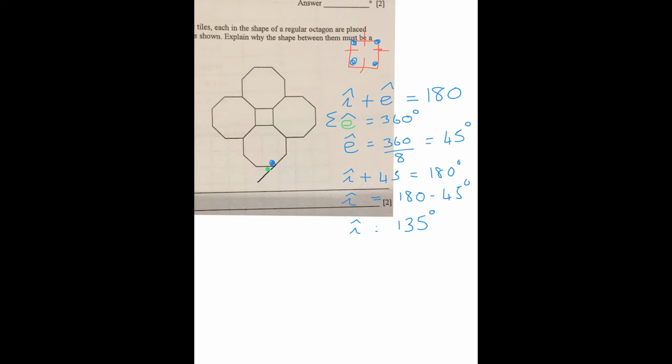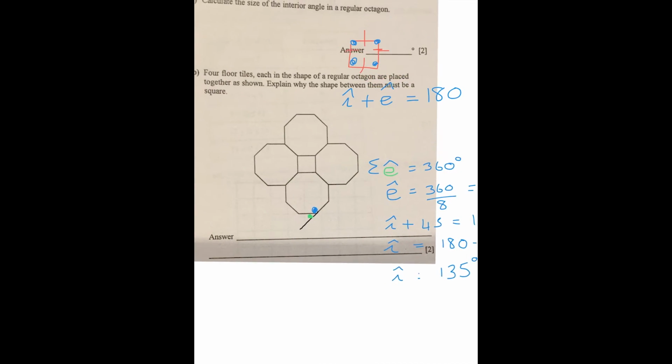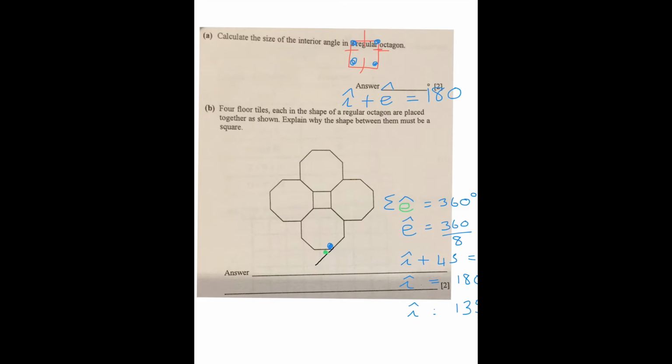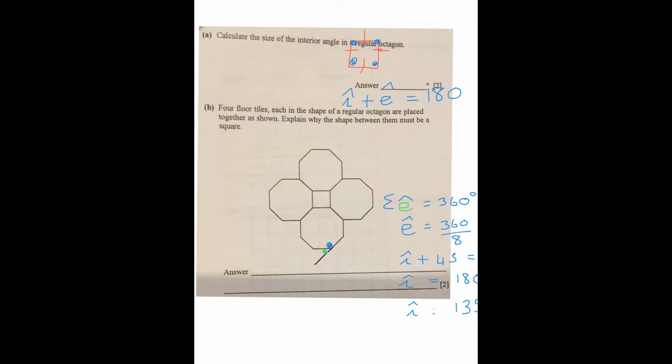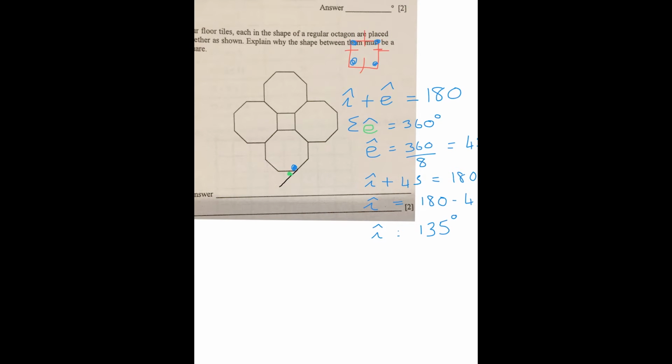The next part of the question says the 4 floor tiles, each in the shape of a regular octagon, are placed together as shown. Explain why the shape between them must be a square. So, the picture shows the 4 octagon floor tiles, and we have to explain why the shape in the centre is a square.